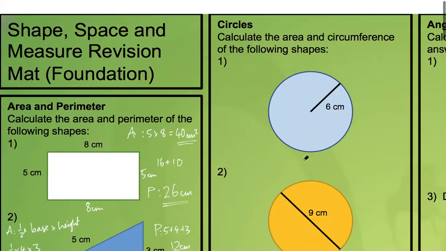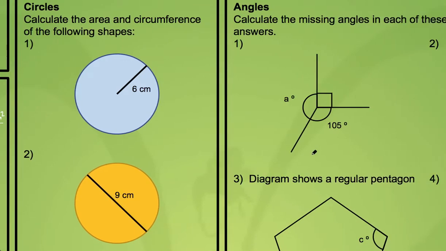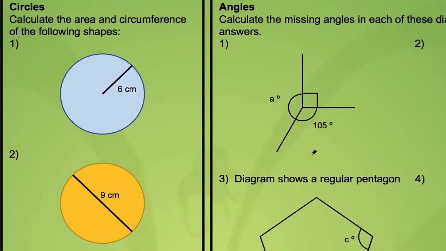Okay, next one, circles. Area and circumference of the following shapes. So area we know is pi r squared, where r is the radius. So in this case I'd be doing pi times 6 squared, and remember to square the 6 before you multiply by pi, because indices come first. So that is 36 lots of pi. If your answer is asked for in terms of pi, that's how you'd leave it.